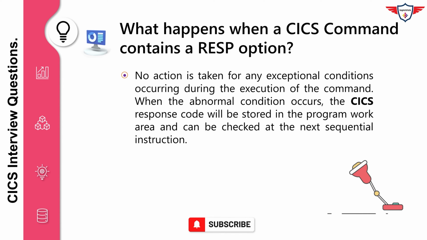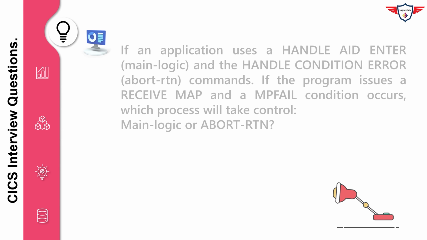When the abnormal condition occurs, the CICS response code will be stored in the program work area, and can be checked at the next sequential instruction. However, no action is taken for any exceptional conditions occurring during the execution of the command.